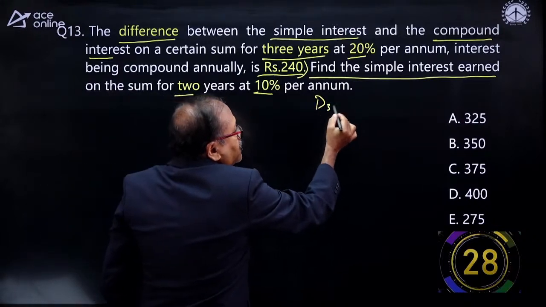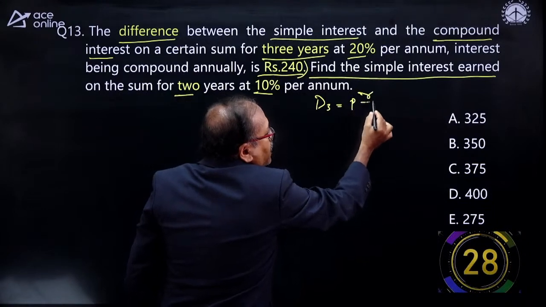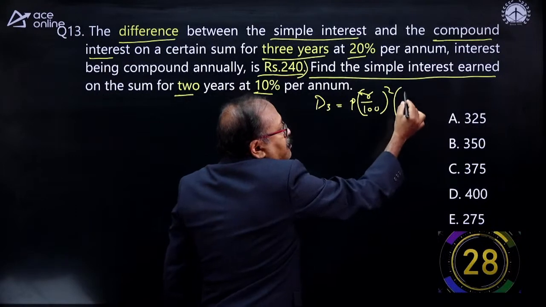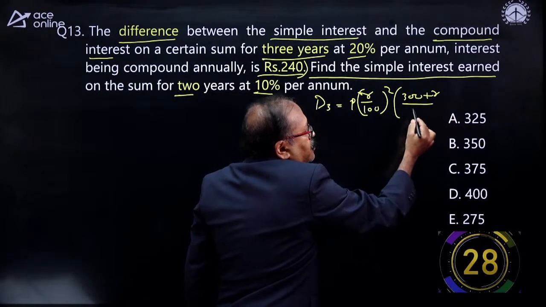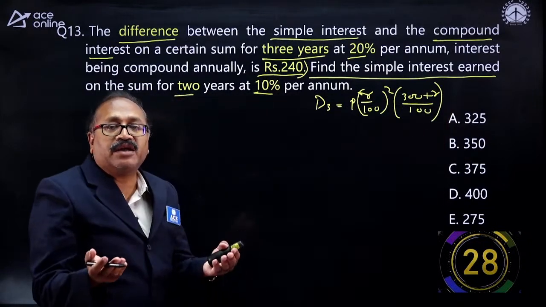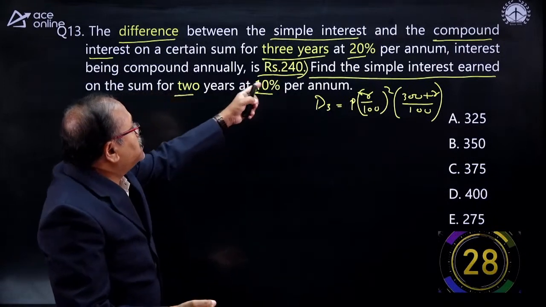The difference of 3 years is equal to P into (R by 100) to the whole power 2, into (300 plus R by 100). This is the formula. Just replace the values in the formula and you will get the principal. So I am writing the given data.